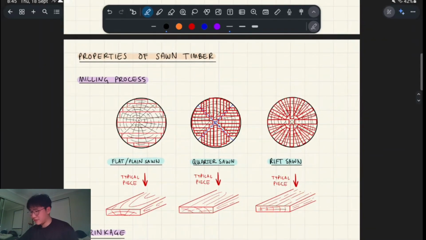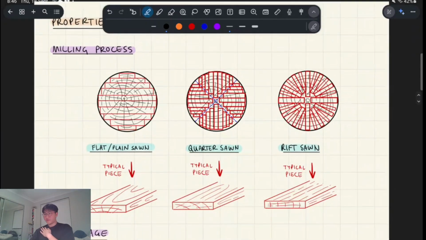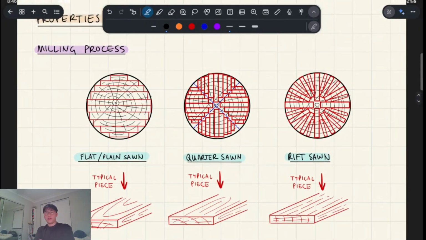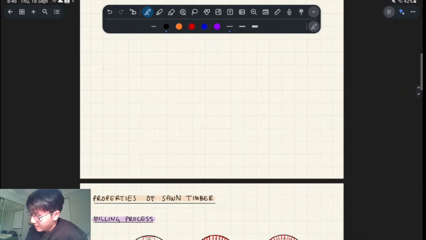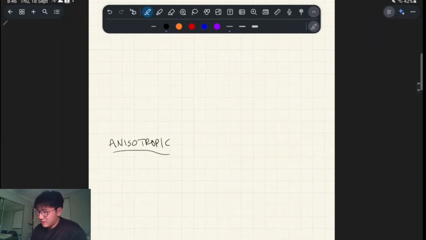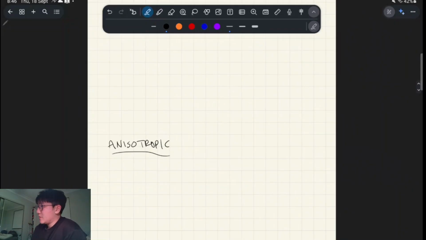Milling process. We have a few different types of the way that wood is sawn, and this will tie into something we're going to talk about in a second called shrinkage. But you'd think that this is pretty trivial, right? Like how you cut the wood doesn't really matter, but in reality it does, and that's because wood is an anisotropic material, right? Which means it has different behavior in different directions.